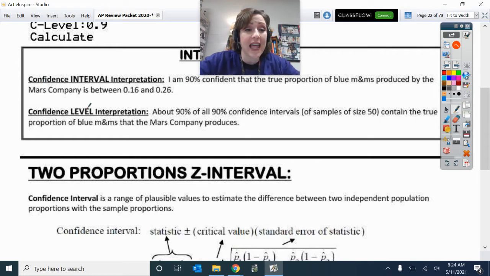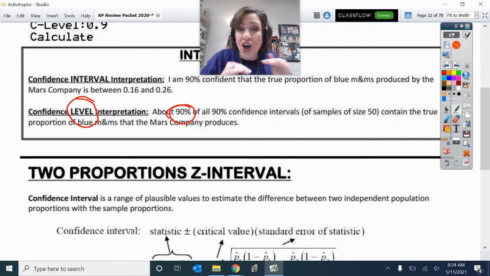But confidence level, that's talking about this 90% thing. That is not talking about these numbers, 0.16 to 0.26 or whatever. You are talking about if you had many, many samples and you made a ton of intervals, I'm 90% confident that about 90% of all of the 90% confidence intervals we could make will contain the true parameter, the true proportion, the true average, the true difference.